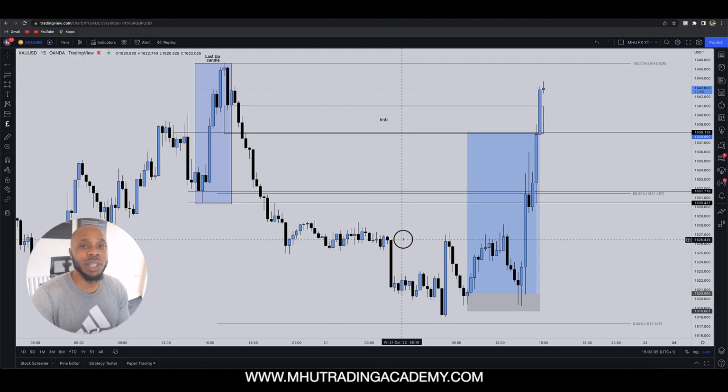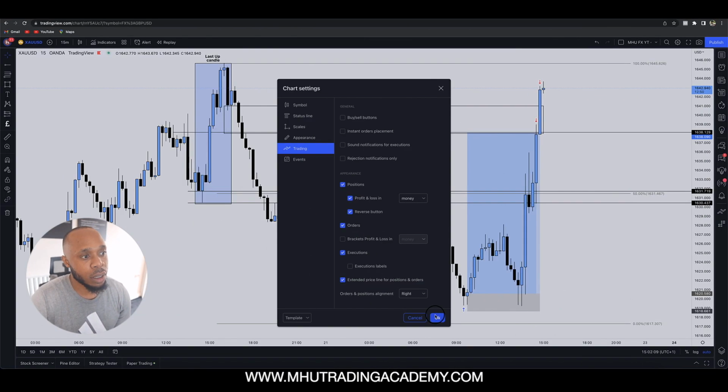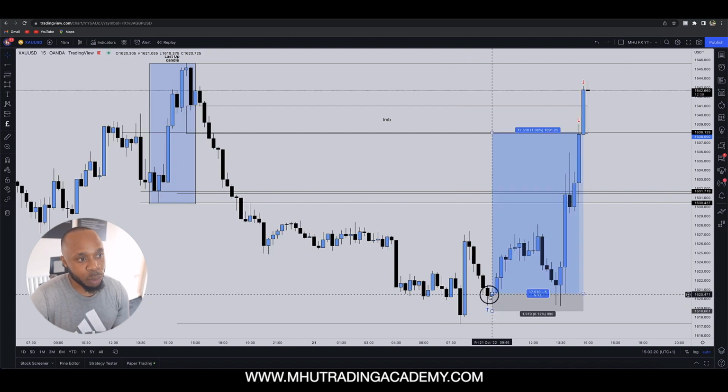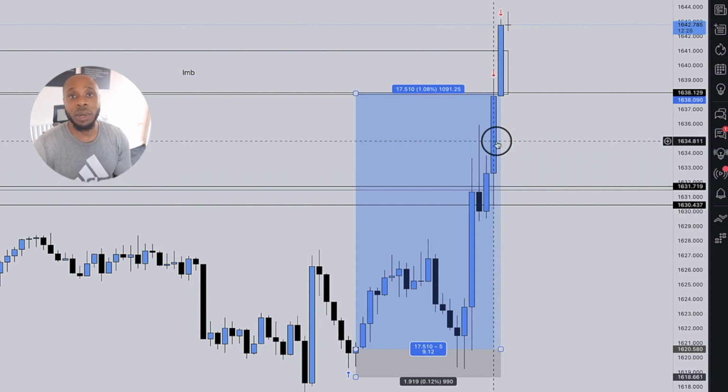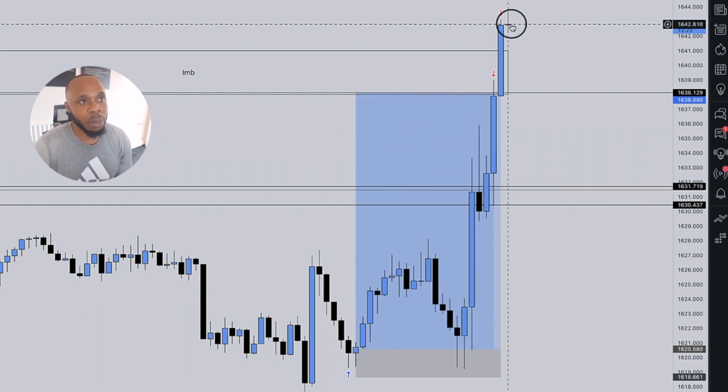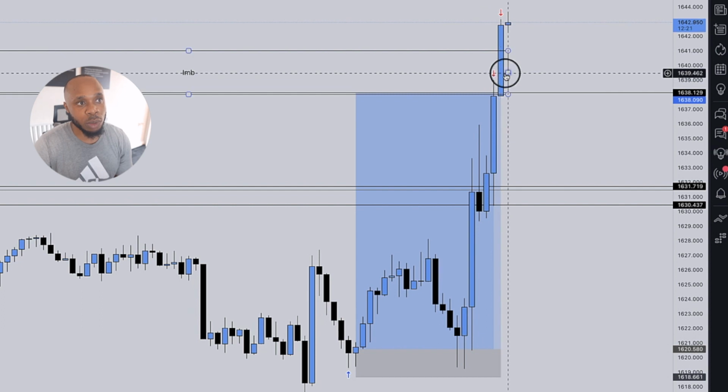So now I'm going to go ahead and show you guys my executions. There you go. I entered here when price dug into this down close candle in here. Then I took my first TP when price was trading higher, when it dug into that institutional candle one more time, and I took off the rest of the position when price was within the imbalance.